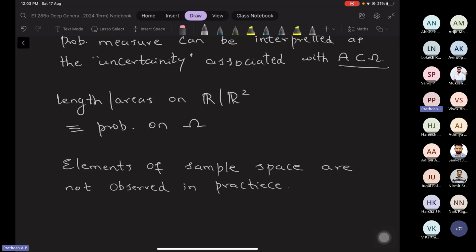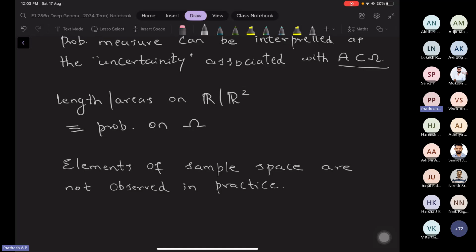Because, right, what you see, TICE, what is it? TICE. So what I'm saying is, you only get to see the picture of a person, you don't get to see the person. You see what I mean? If you take the elements of sample space, you don't get to see the entire sample space, right? Let's say elements of sample space are not observed in practice in its entirety, number one. I think Arijit asked that question, right?